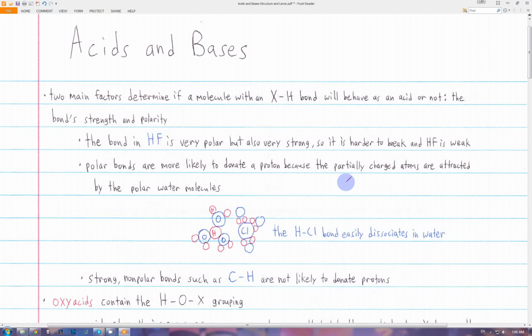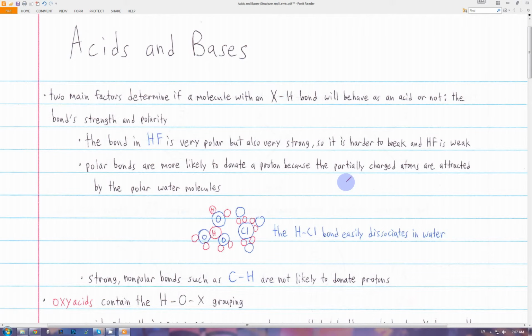So you may have noticed sometimes in an acid, all of the hydrogens act as acidic protons, such as in phosphoric acid, H3PO4, all three of the protons are acidic. However, sometimes the hydrogens in an acid do not act as protons, such as acetic acid. Only one of the hydrogens acts as an acidic proton, while the other three are just normal hydrogens.